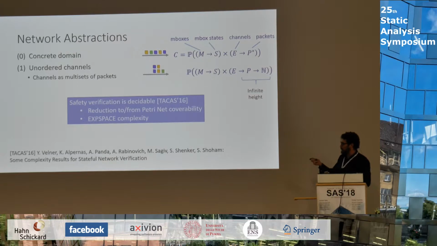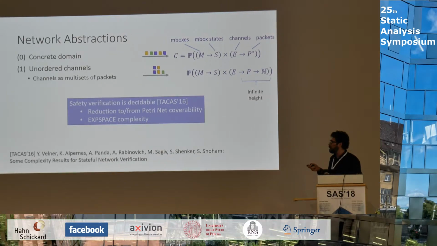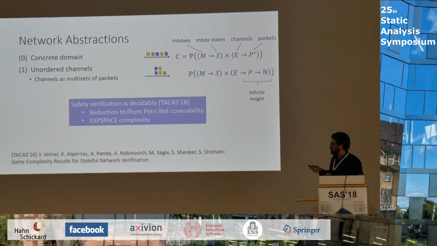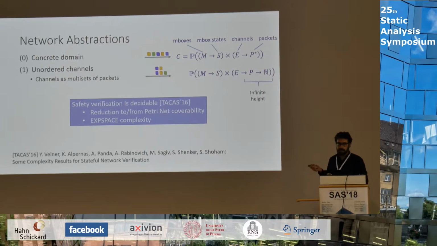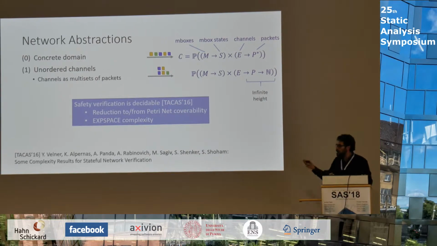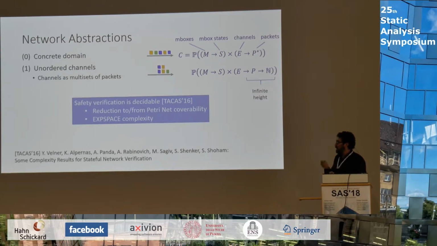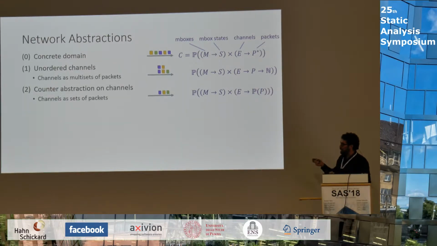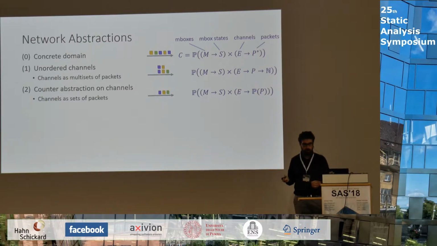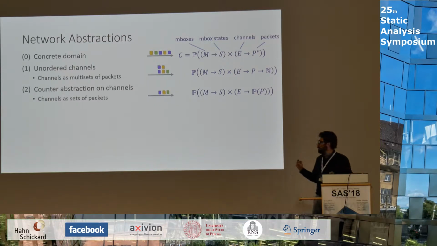And not only is it a high theoretical complexity, but when we try to implement the algorithm that computes that, it also scales very poorly. It didn't really surprise us, but we did want to do something that scales better. So the next abstraction we introduced was the counter abstraction on the channel. Now instead of recording the multiplicity of each kind of packet on the channel, we only record whether a packet had ever arrived on that channel. So instead of multi-set, we represent channels as sets.